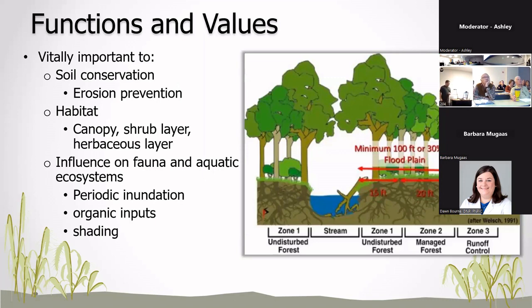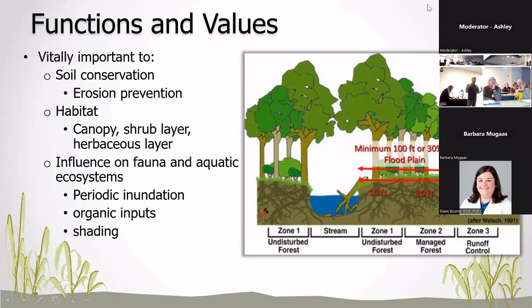A lot of it boils down to function. The main thing is soil conservation, because what that riparian buffer does is it prevents erosion. The biggest challenge to water quality that we have almost everywhere is erosion: soil moving off our land and into our streams. And there's a reason that's very problematic.